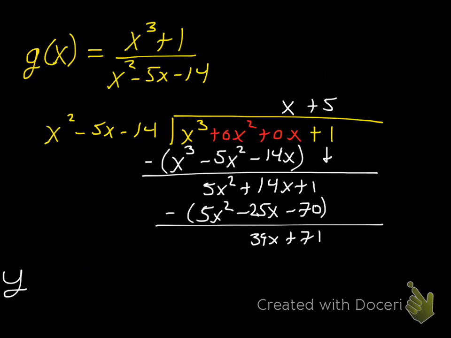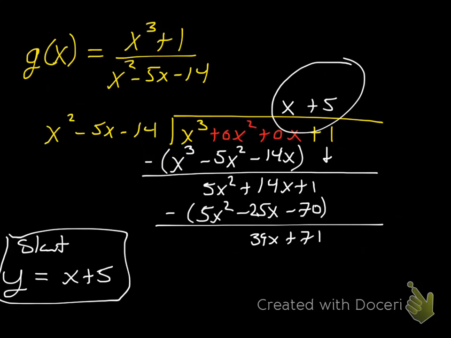That's a remainder. We don't care a whole lot about that when we're talking about slant asymptotes. So our slant asymptote is going to be the quotient, y equals x plus 5. So this has a slope of 1 and a y-intercept of 5.